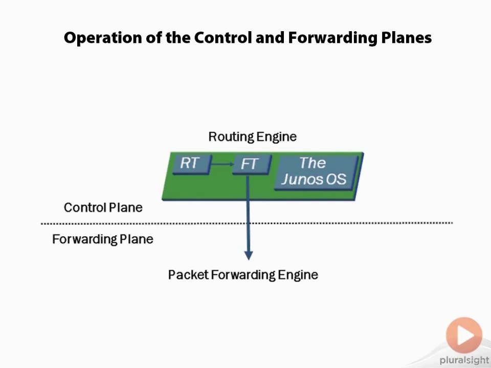Now, we mentioned transit traffic before. To clarify what we mean when we talk about transit traffic, it consists of all traffic that enters an ingress network port, is compared against the forwarding table, and is forwarded out an egress network port towards its destination. Transit traffic can be both unicast and multicast traffic.